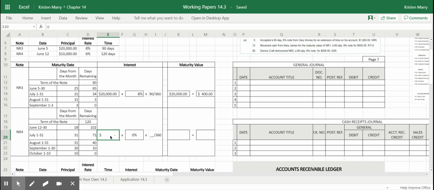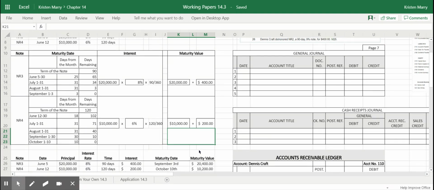All right, so let's calculate the interest. So their principal amount is $10,000. Interest rate is 6%, and then the number of days is 120 divided by 360. Let's make that calculation: equals 10,000 times the 0.06 times 120 divided by 360. $200 in interest, and our original principal balance was $10,000. So $10,000 plus the $200 in interest means at the end of the loan, they will owe us back $10,200.